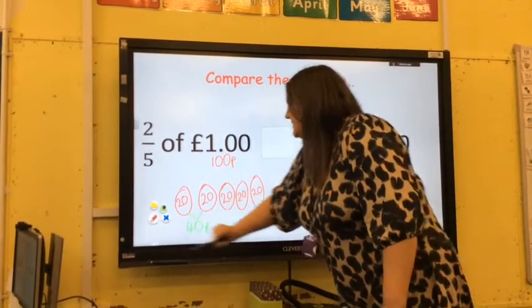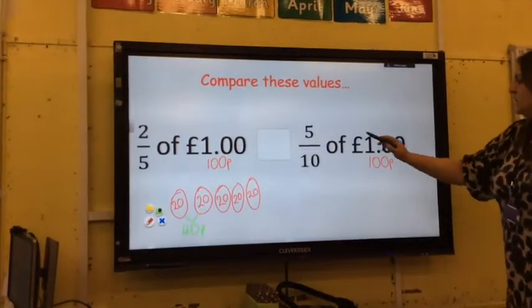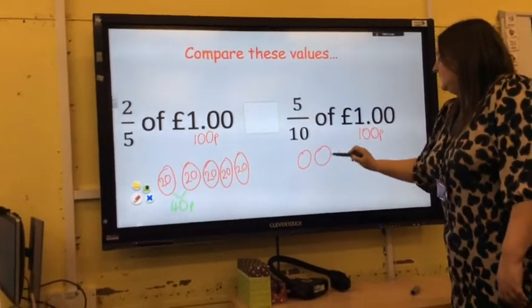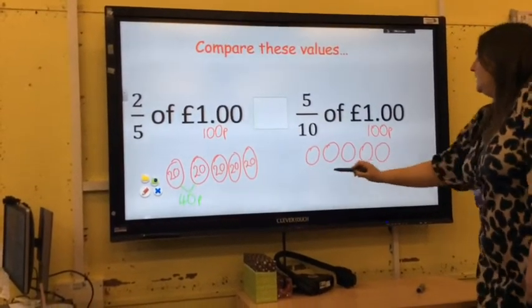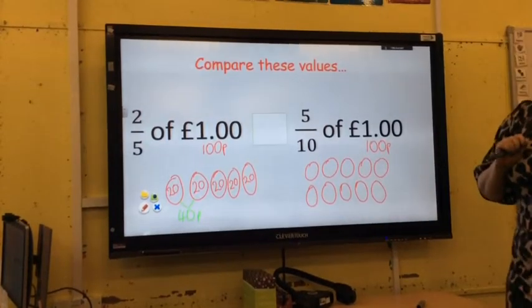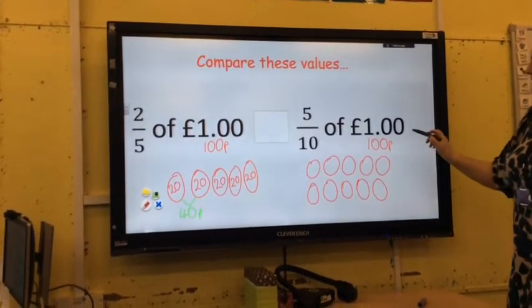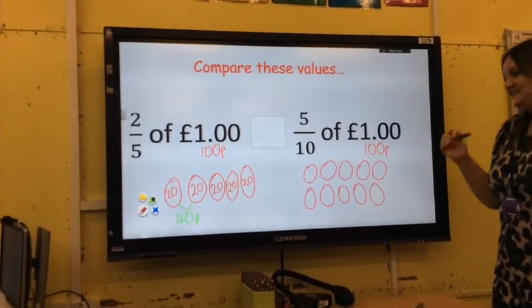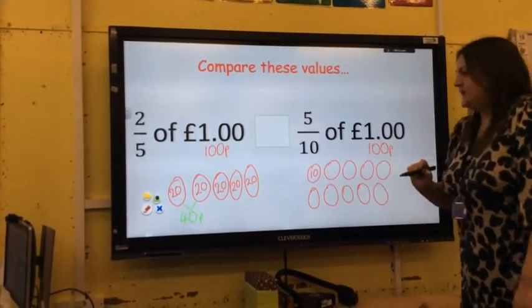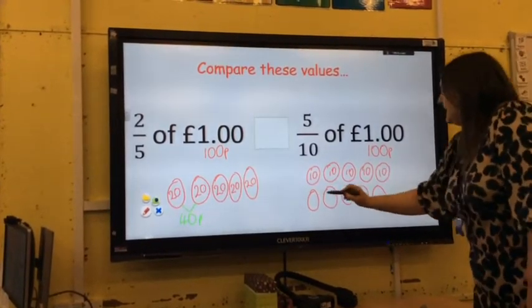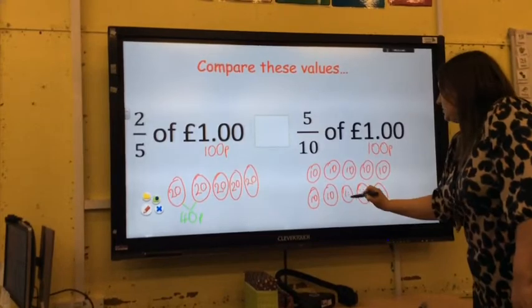And let's do the same to this other side now. So this time I need to split 100 pennies into 10 groups. 1, 2, 3, 4, 5, 6, 7, 8, 9, 10. And using your mathematical knowledge, your times table knowledge, what's 100 divided by 10? Hopefully you said 10. That's a nice simple question. So there would be 10 in each group.